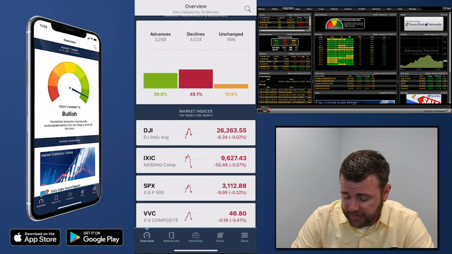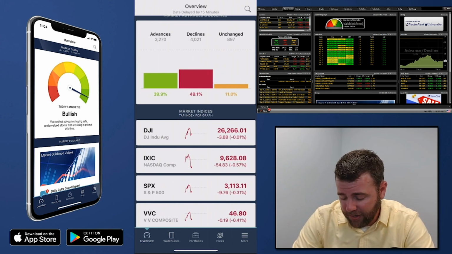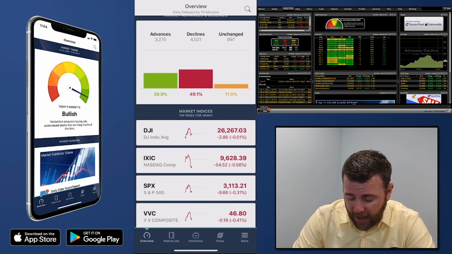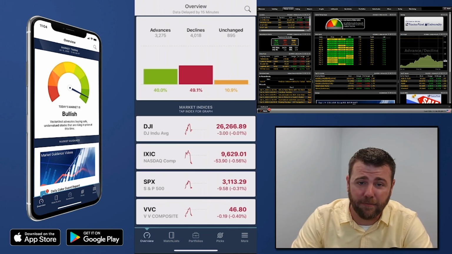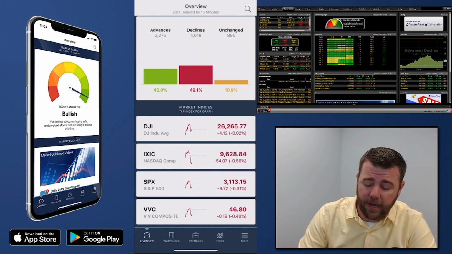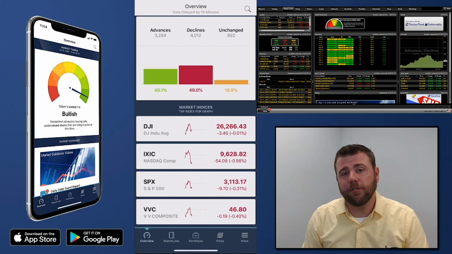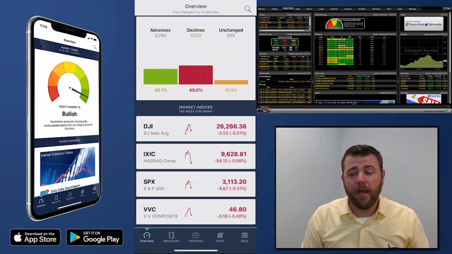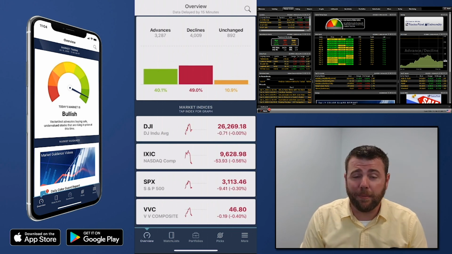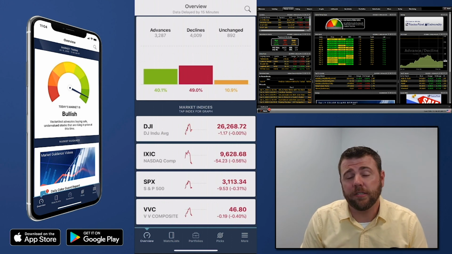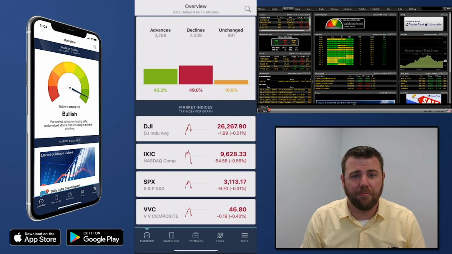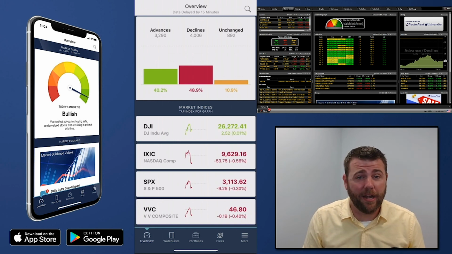Looking at the major indices, however, the Dow is now back in negative territory. NASDAQ's down over 0.5%. S&P's down a third. VectorVest Composite down 0.4%. And on that note, folks, I highly urge you to go into your portfolio and run through these 4 tips we talked about here today, and take a look to see if any of your stocks meet those 4 criteria to help keep yourself protected, help ensure that you're locking in your profits sooner rather than later.